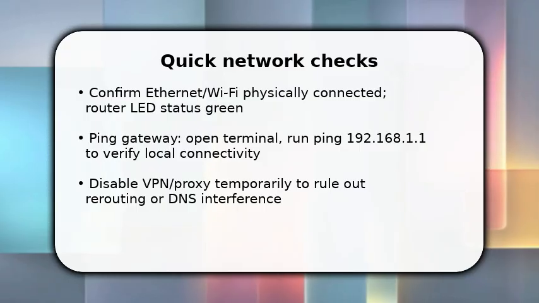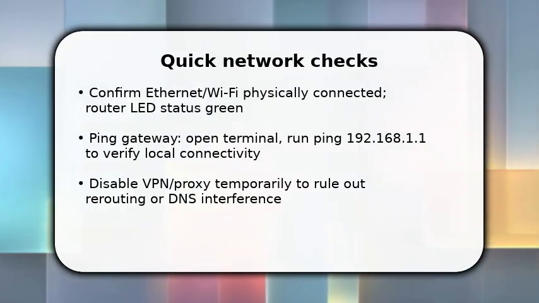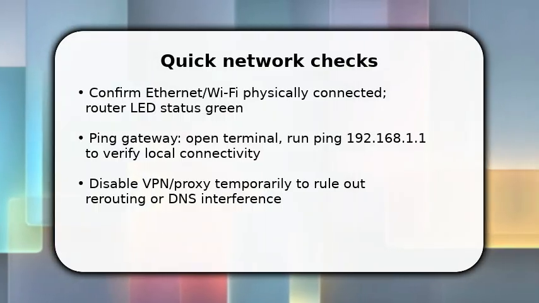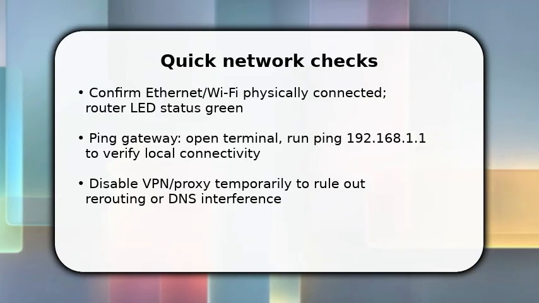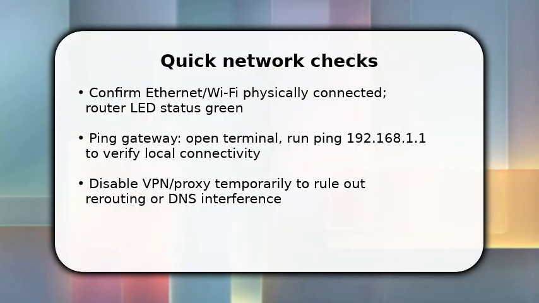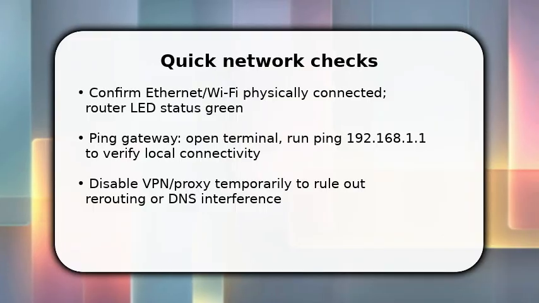You start by validating local links because most page errors come from simple network breaks. Check cables and Wi-Fi LEDs, then open a terminal and ping your router to confirm your device reaches the gateway. Once done, temporarily disable VPNs or proxies. These often intercept requests and cause the page to fail.